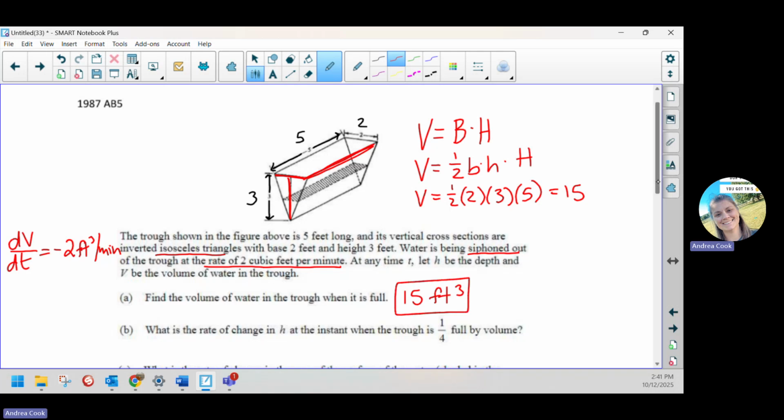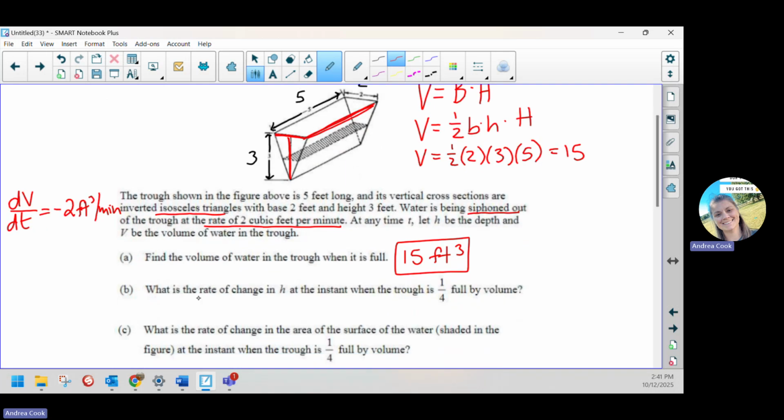All right, B, they want us to find the rate of change in H, so dH over dt, when the volume is 1/4 of the full volume. So volume times 1/4, which would be 15/4.